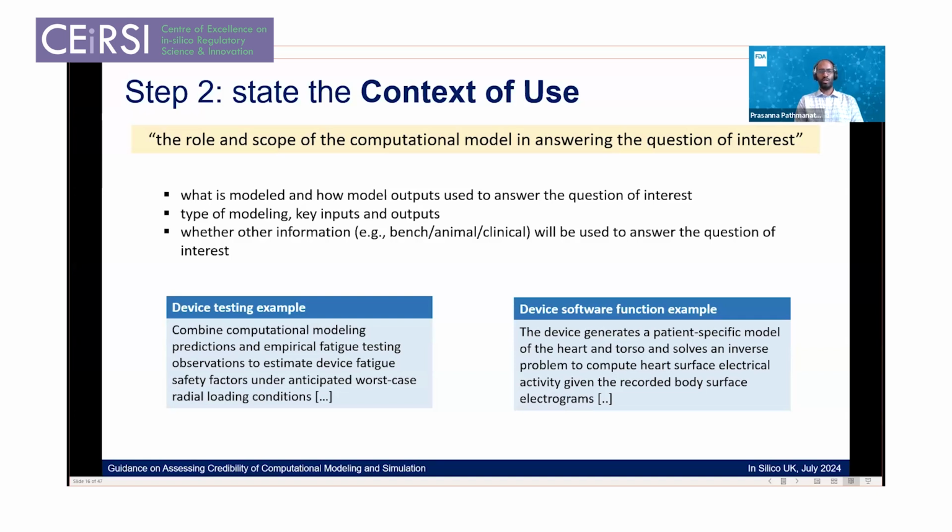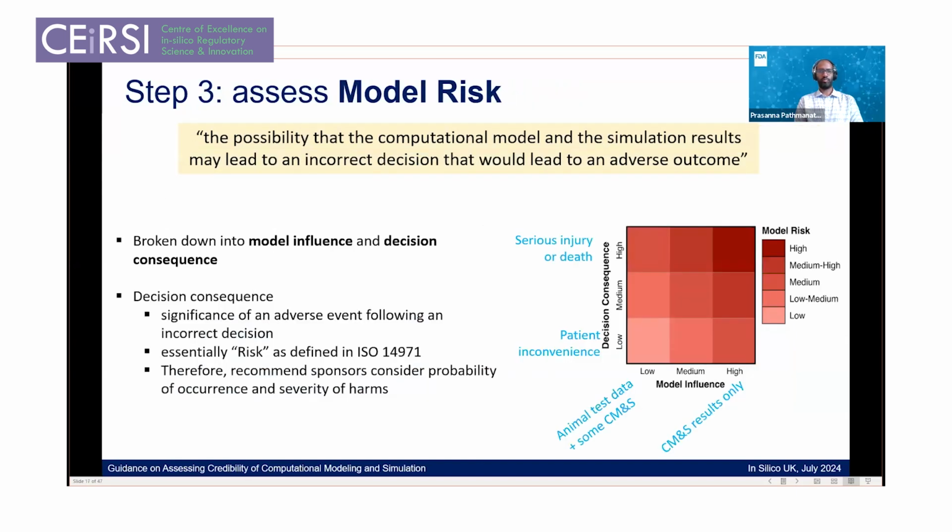For device software function, the context of use is actually when the device is used on the patient, and often, sometimes the device might be the only source of information provided to a clinician. Sometimes it might be one source of information. Sometimes the model-related device output will directly impact the therapy on the patient. So that's something that needs to be stated as part of the context of use.